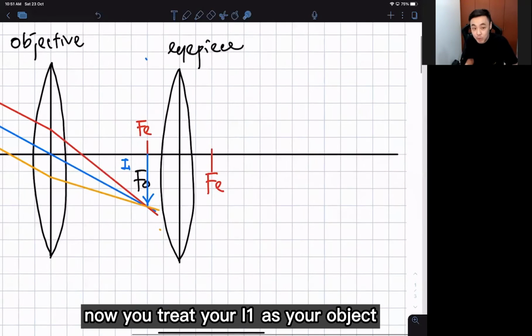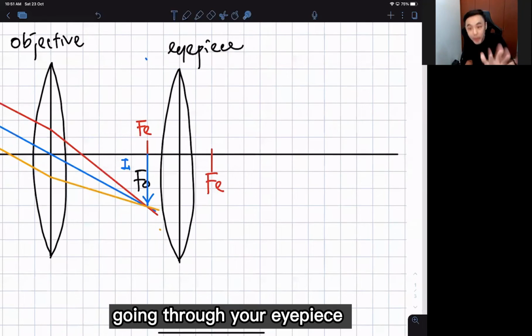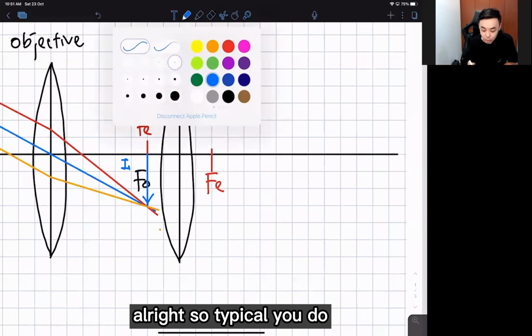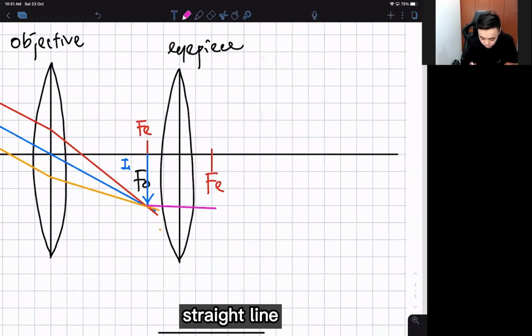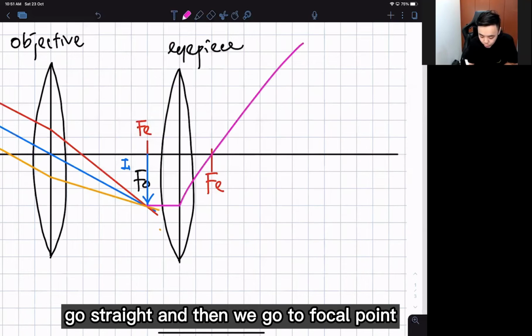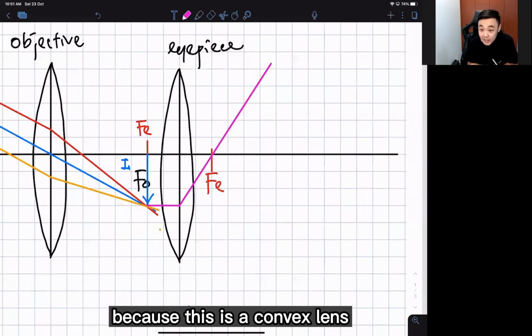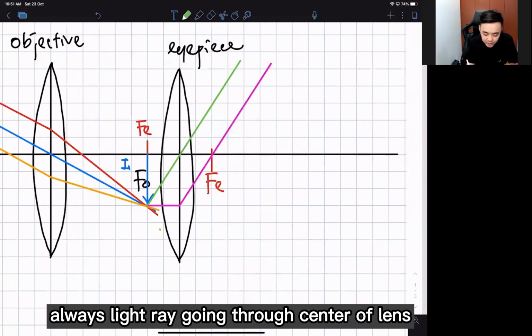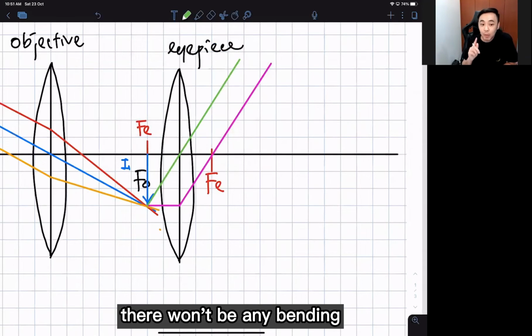Now you treat your I2 as your object. You draw again, going through the eyepiece. And simple, because this one you can do, you got the object already, right? So typical you do, right? Straight line, go straight, and then we go to the focal point because this is a convex lens. Second line, how to draw? Simple. You go through the center, always a light ray going through the center of the lens. There won't be any bending.